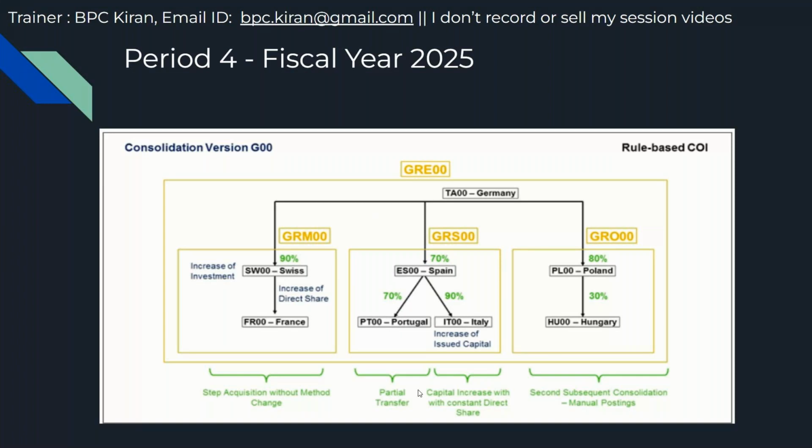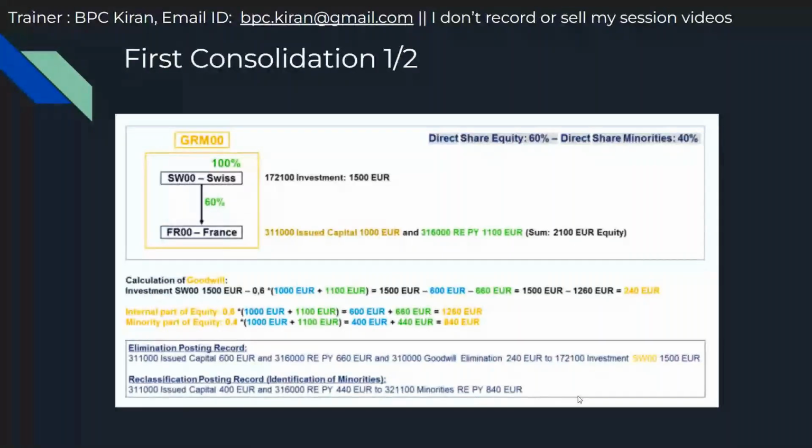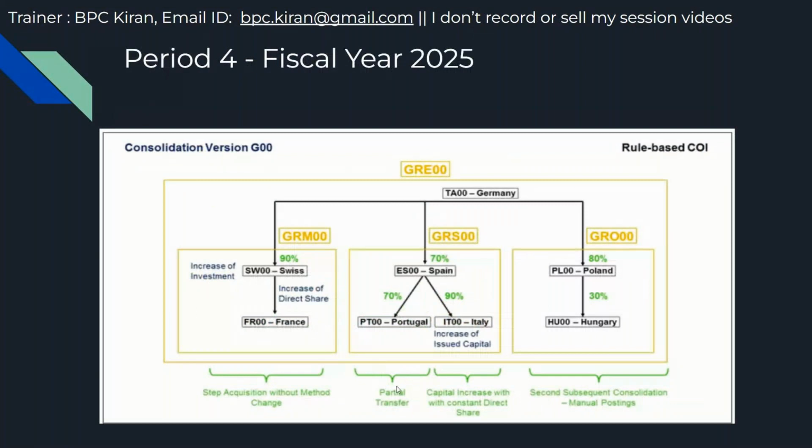We will not discuss that. Capital increase we are going to understand. Whatever subsequent consolidation, if the system can give us automation, we will use that. Otherwise, for subsequent consolidation for the equity method, we will understand how to load those manual entries. Then we are going to understand total divestiture, instead of partial transfer. Spain takes back their investment in Portugal. So how to execute the total divestiture using rule based, we will understand. These are the scenarios we are going to understand.